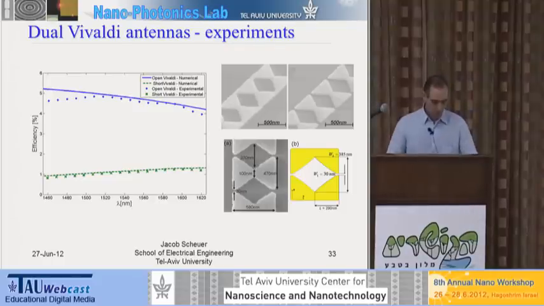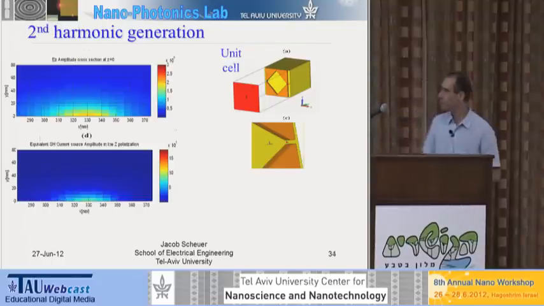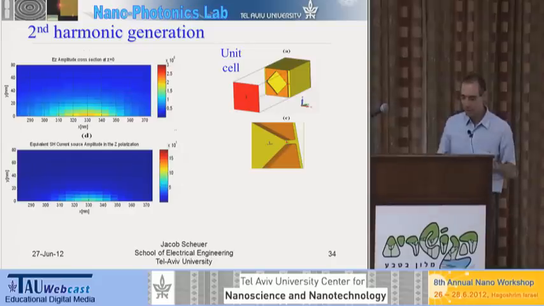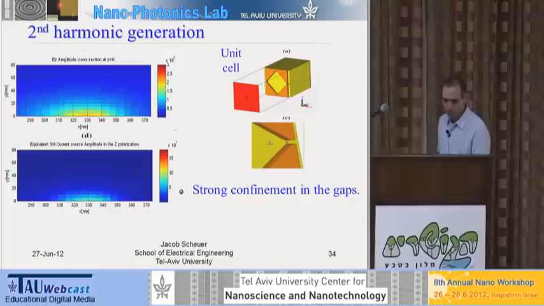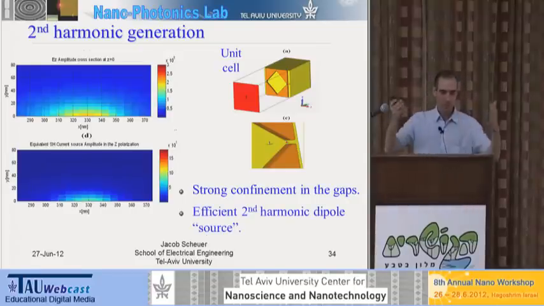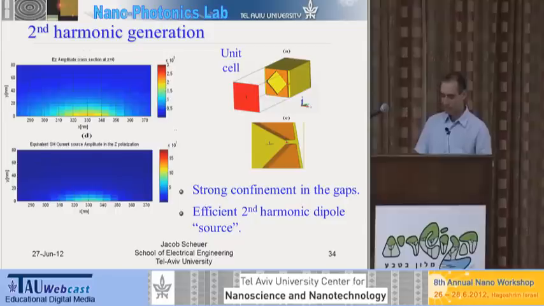Now, does it work for nonlinear optics? And this is probably going to be the last slide that I'll show. Yes. This is the calculation of the enhancement of the first harmonic in the gap of this dual Vivaldi antenna. And this is the second harmonic, which is generated and then re-radiated inside the gap.